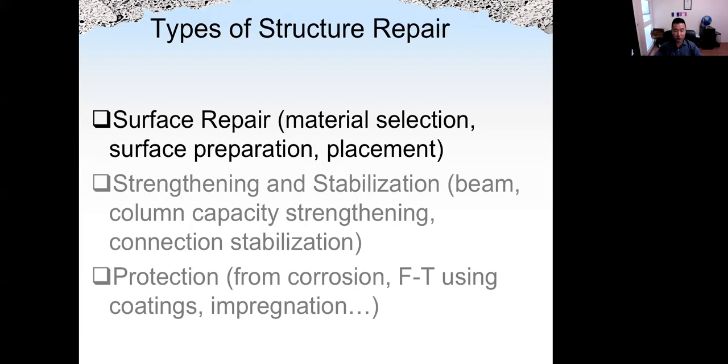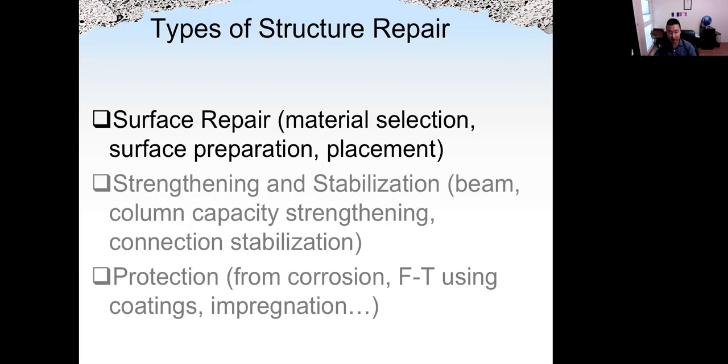The second one is strengthening and stabilization. For example, beam and column, we want to increase the capacity, or we want to stabilize the connection between column and beams. This is structure strengthening, which is not the focus for this class.